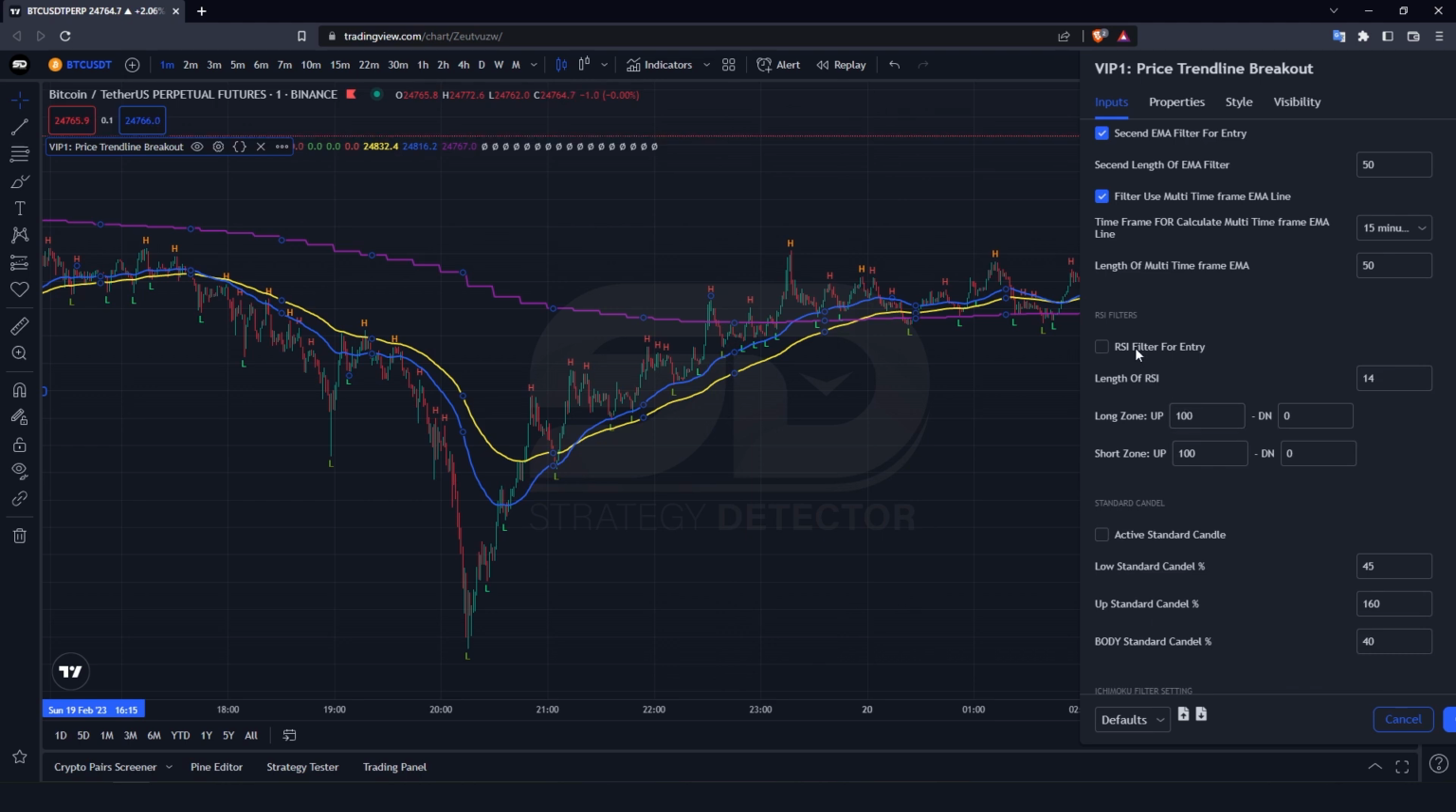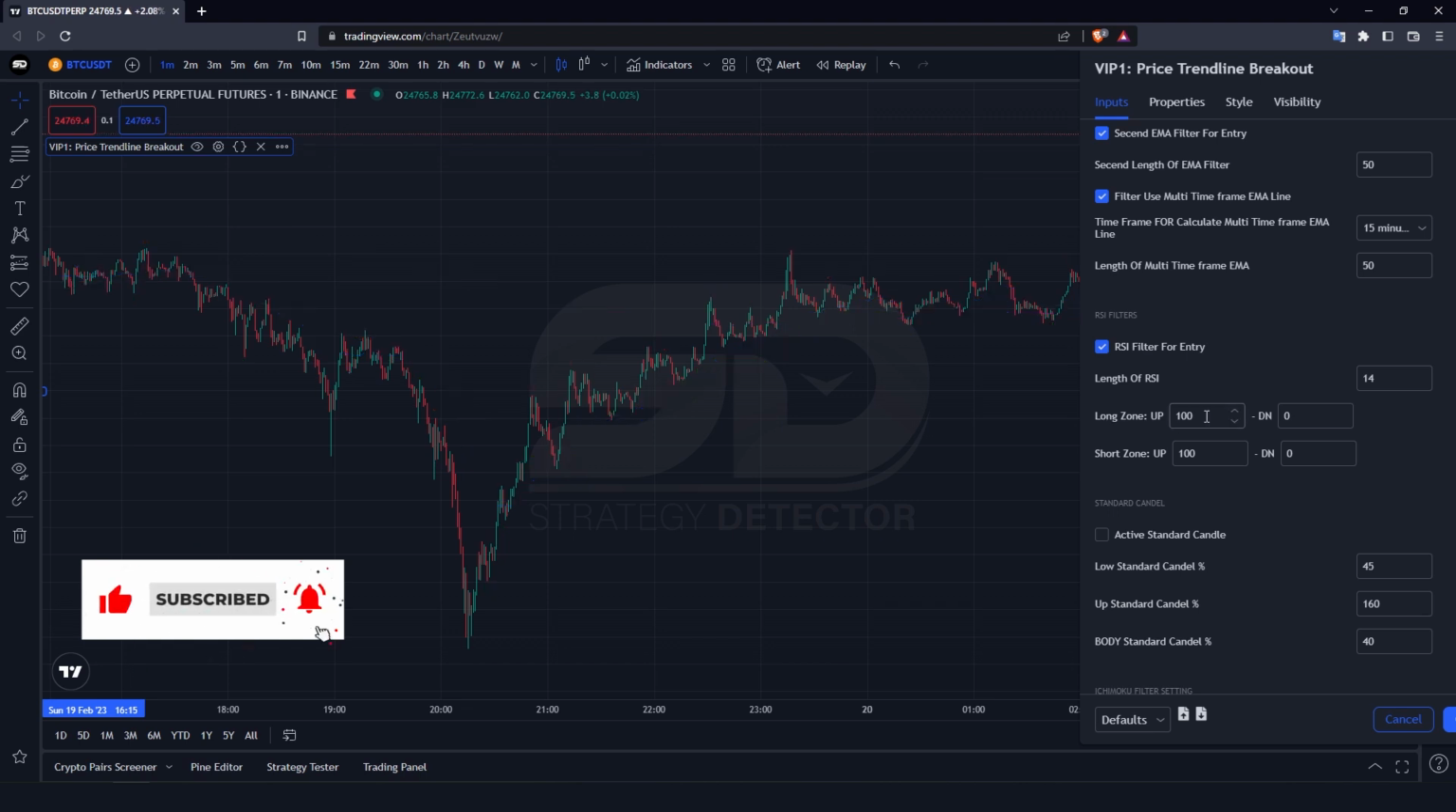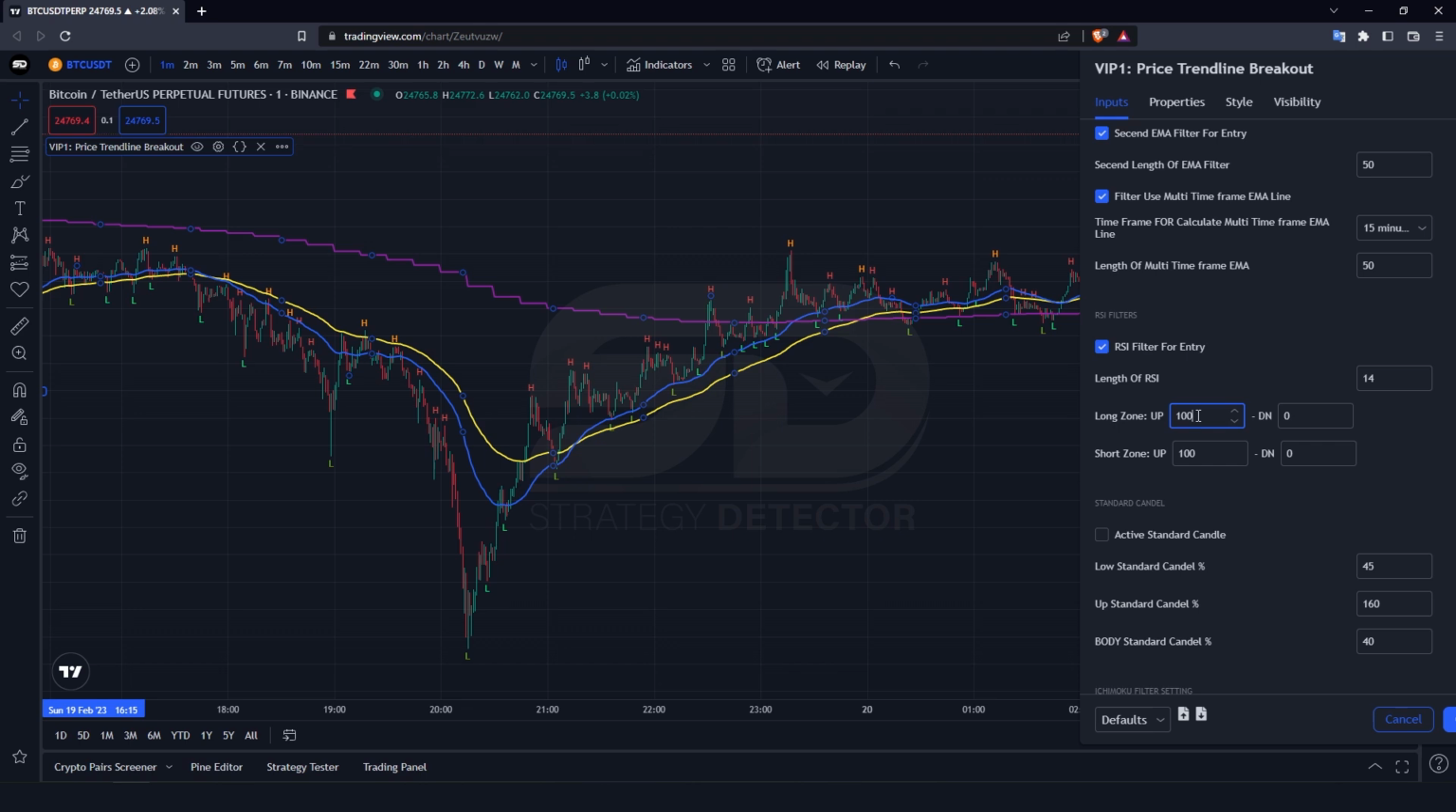Okay, in this section we have the RSI filter. When we tick this filter, we are able to set these features. For example, for entering a long zone, our RSI must be between 50 and 20. It means that we need to be in the lower zone of the RSI to take long positions. Also, we can set the numbers for short positions.